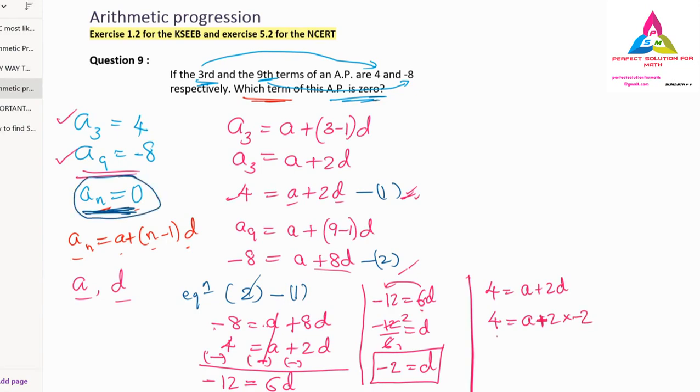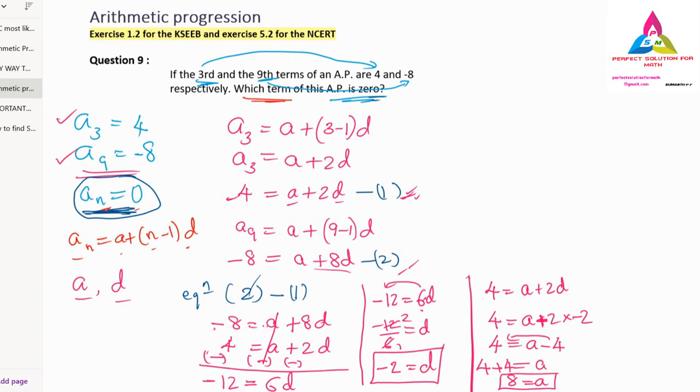So what is the next step? 4 you write as it is, a as it is. What is plus into minus? That is minus only, 2 times 2 is 4. Afterwards we keep the a value here only. We shift this minus 4 to the other side, and it converts into plus 4. 4 plus 4 is nothing but 8. That is our a value.